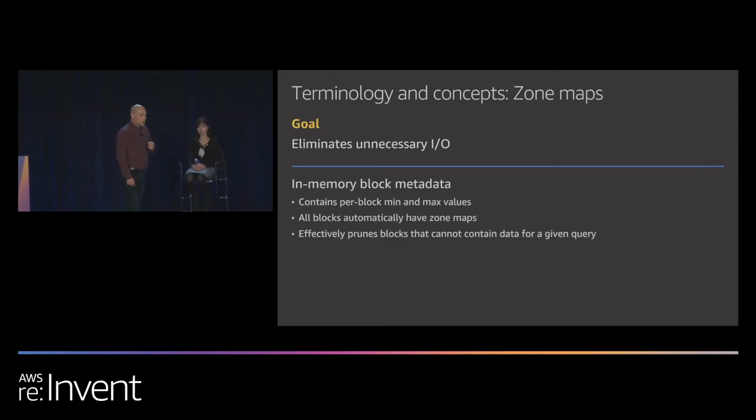The next piece of terminology is zone maps. Zone maps are the minimum and maximum values for each one of the blocks, which I was just talking about. Redshift automatically gathers this information on every single block in the cluster, and it knows what the min and max values are. This allows us at query time to check these zone maps and prune out blocks that won't have the data that you're looking for.